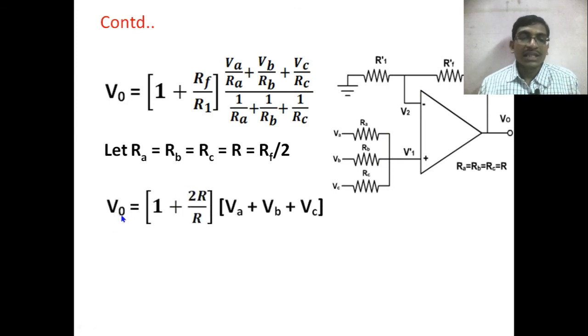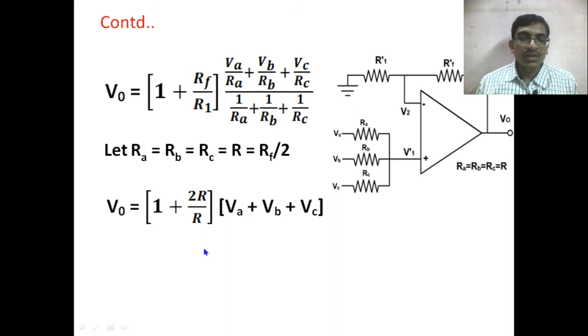Therefore, we can say V0 is equal to 1 plus 2R by R. How is it? Because R is equal to RF by 2, therefore RF is equal to 2R. Instead of RF, we can replace it with 2R, and R1 is assumed as R only. Therefore, R by R cancels, and 1 plus 2 is equal to 3.